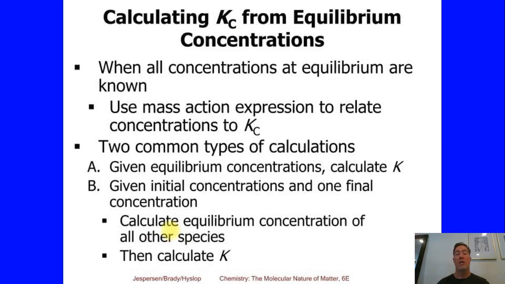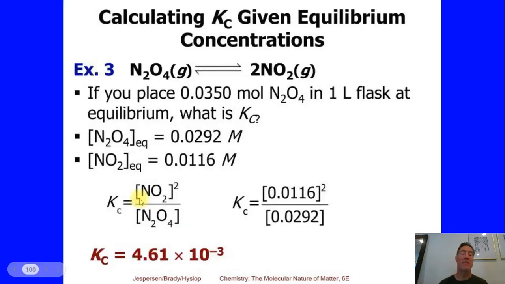So when we know all the concentrations, then we just plug them into the mass action expression and solve for K. But sometimes they can break that up. So I'm going to give you various examples. I'll go through them quickly. You can pause these if you need to. But given this expression, here's our equilibrium concentration of our reactant. Here's our equilibrium concentration of our product. We just put it into our expression and we solve for K.